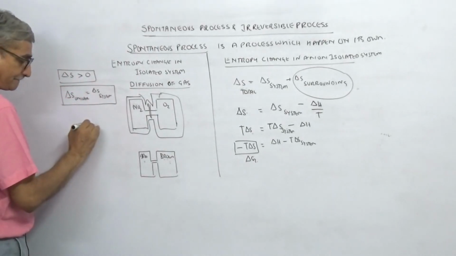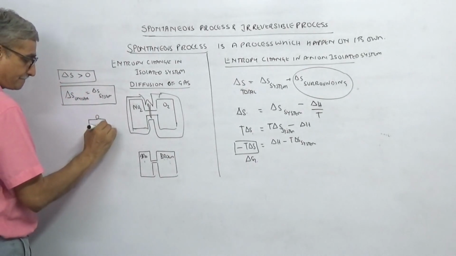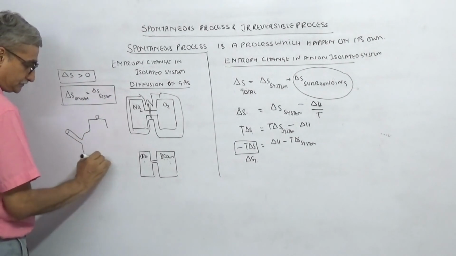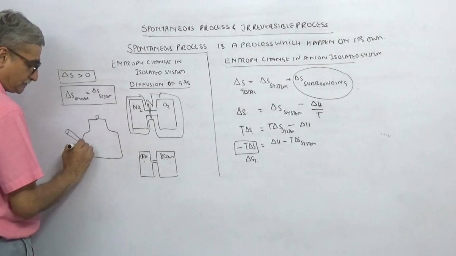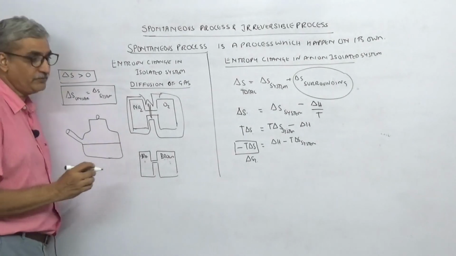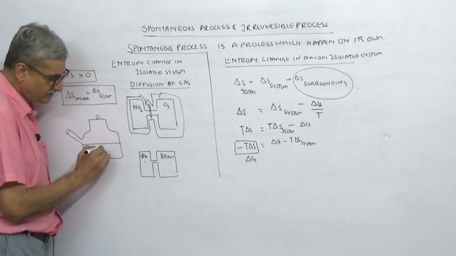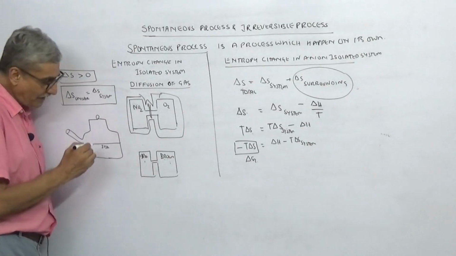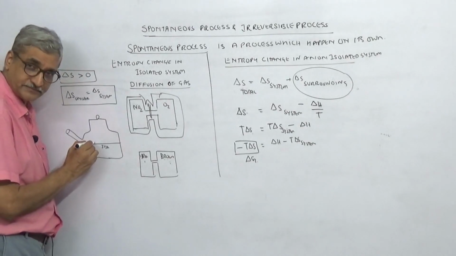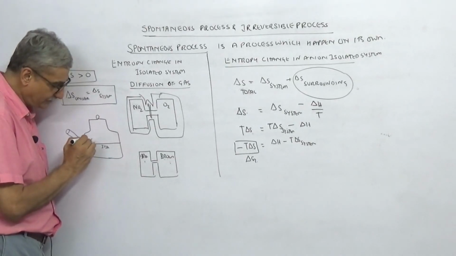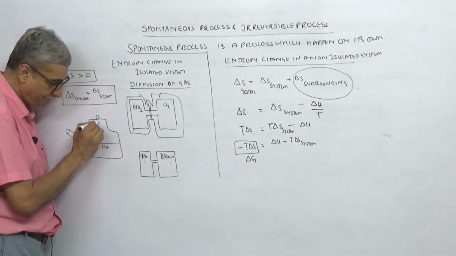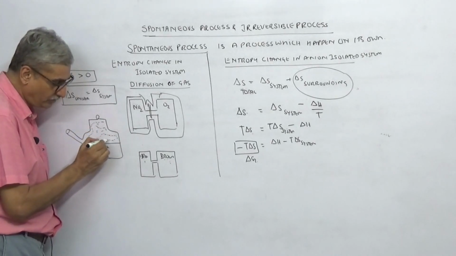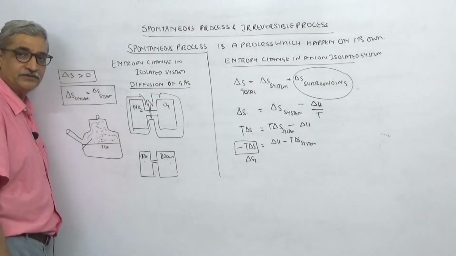You remember what we did: whatever the temperature was, we brought it to 100 degrees, 373 Kelvin. At 373 Kelvin, whatever heat we supplied, first it went into converting the water into steam.